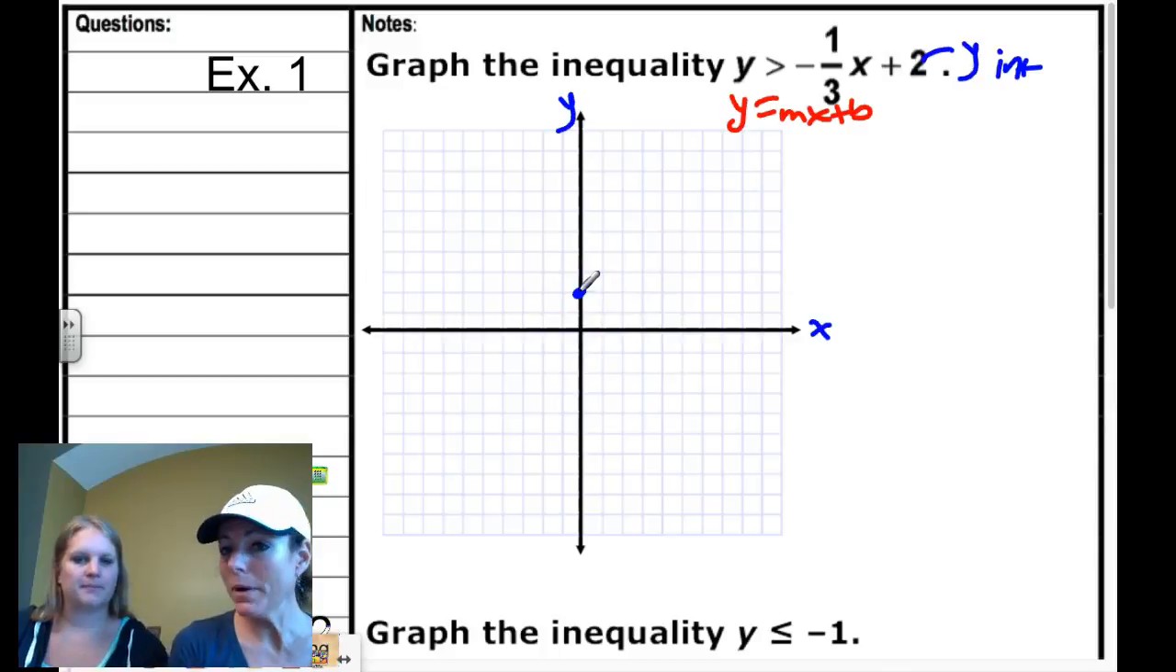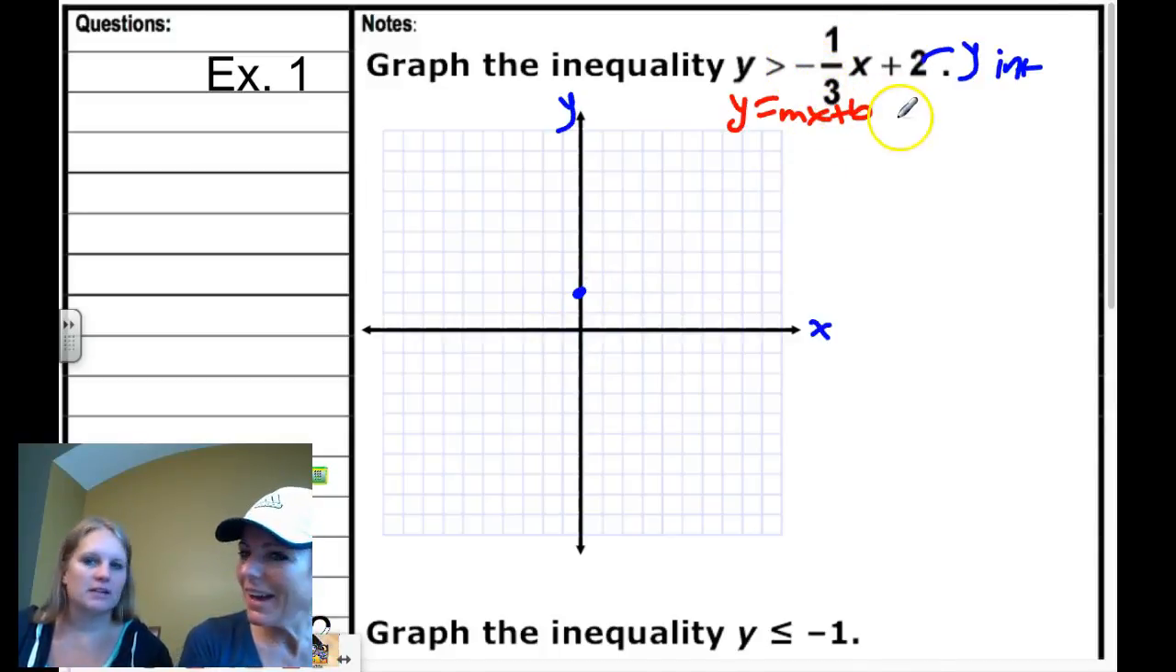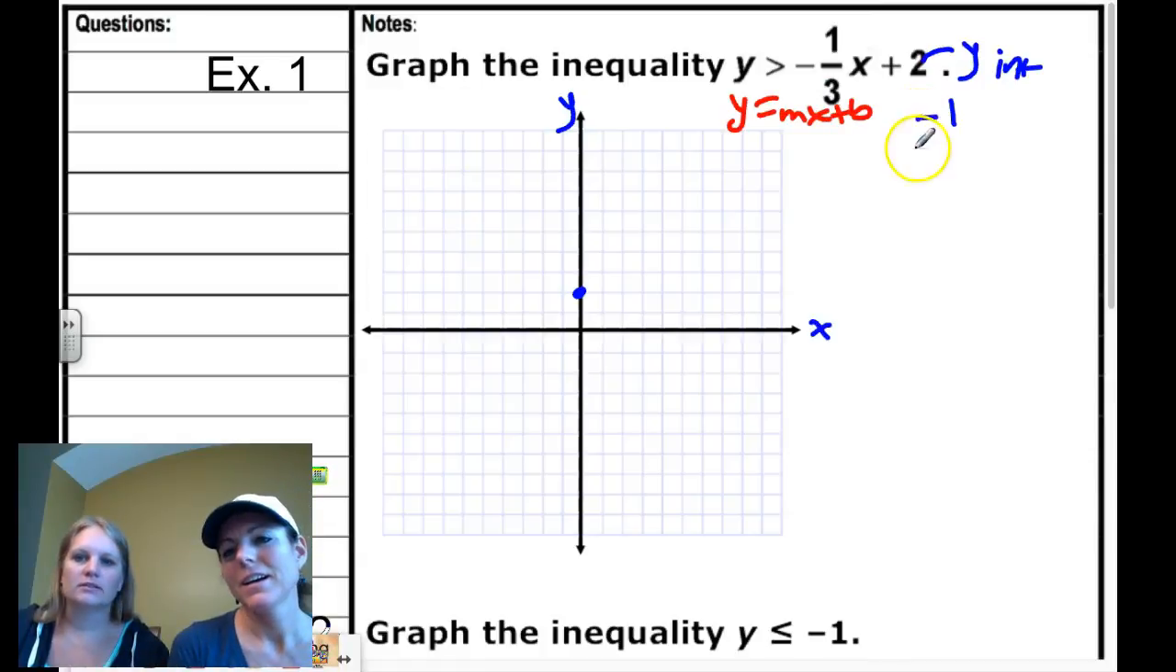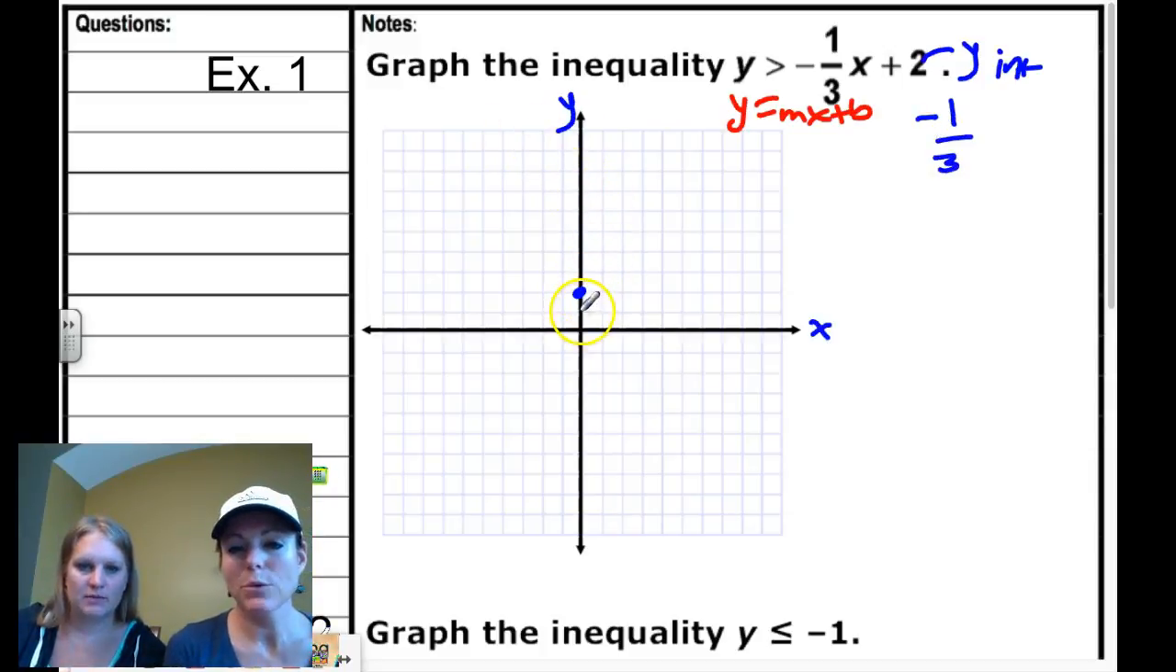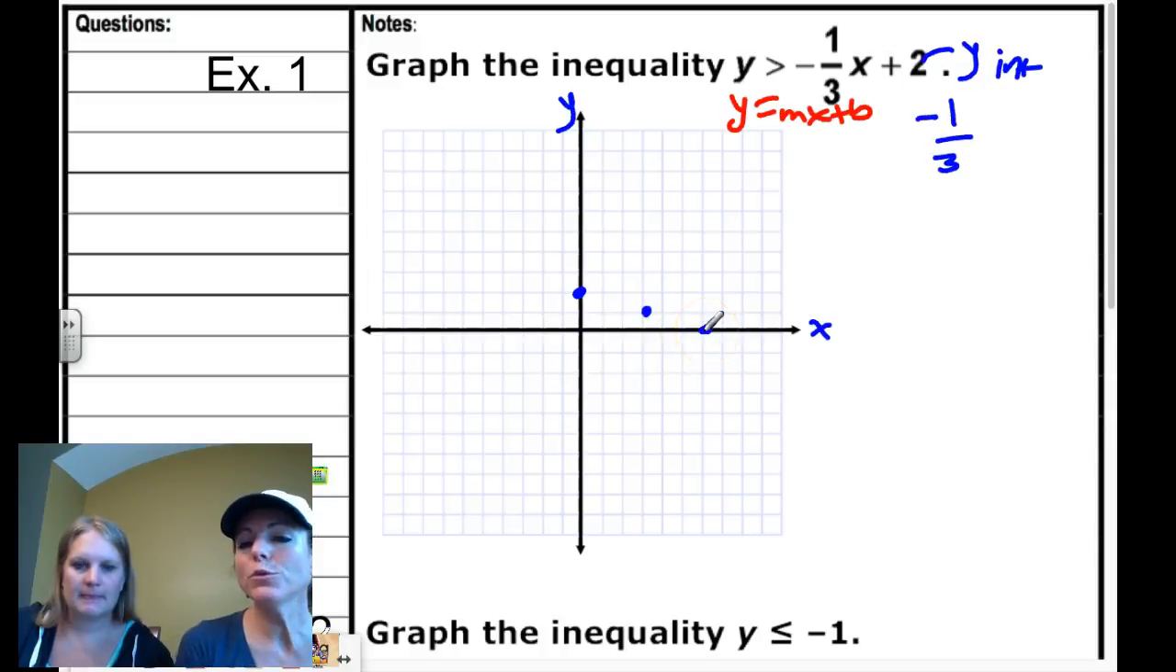My slope is negative 1 over 3. It's not telling me which one, so I'm going to do negative 1 over 3, but it does not matter; you could have done 1 over negative 3. The key is you know it's going to go down and to the right. So I'm going to go down 1, right 3: 1, 2, 3. And again, down 1, right 3: 1, 2, 3. Now, before you draw the line, is it dashed or solid?